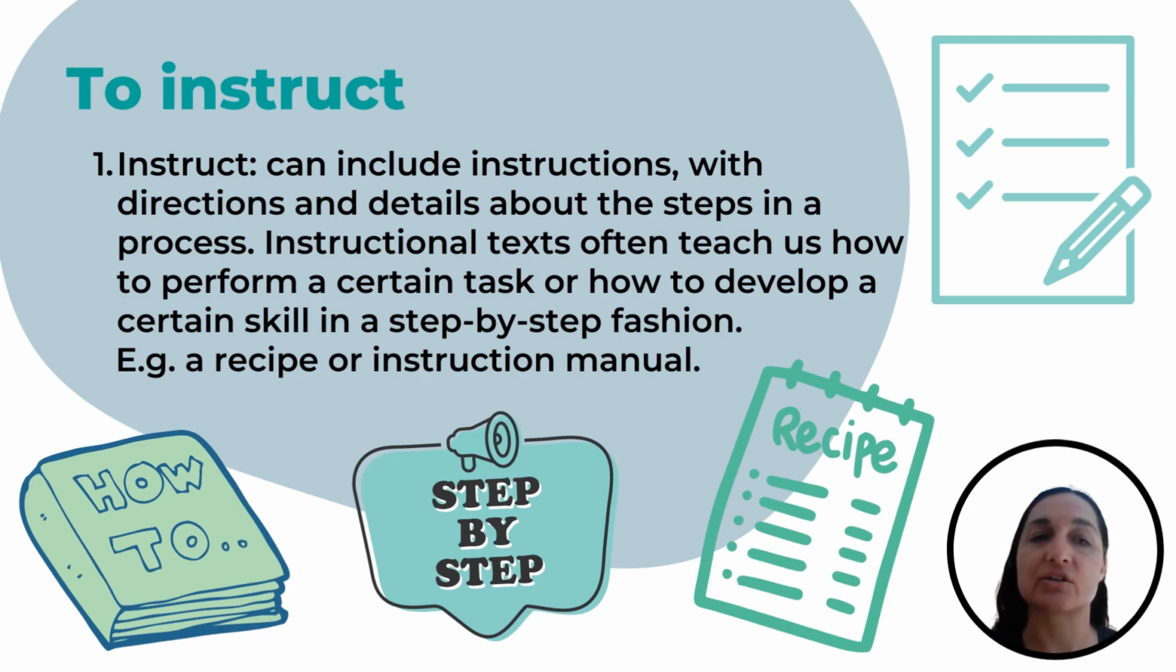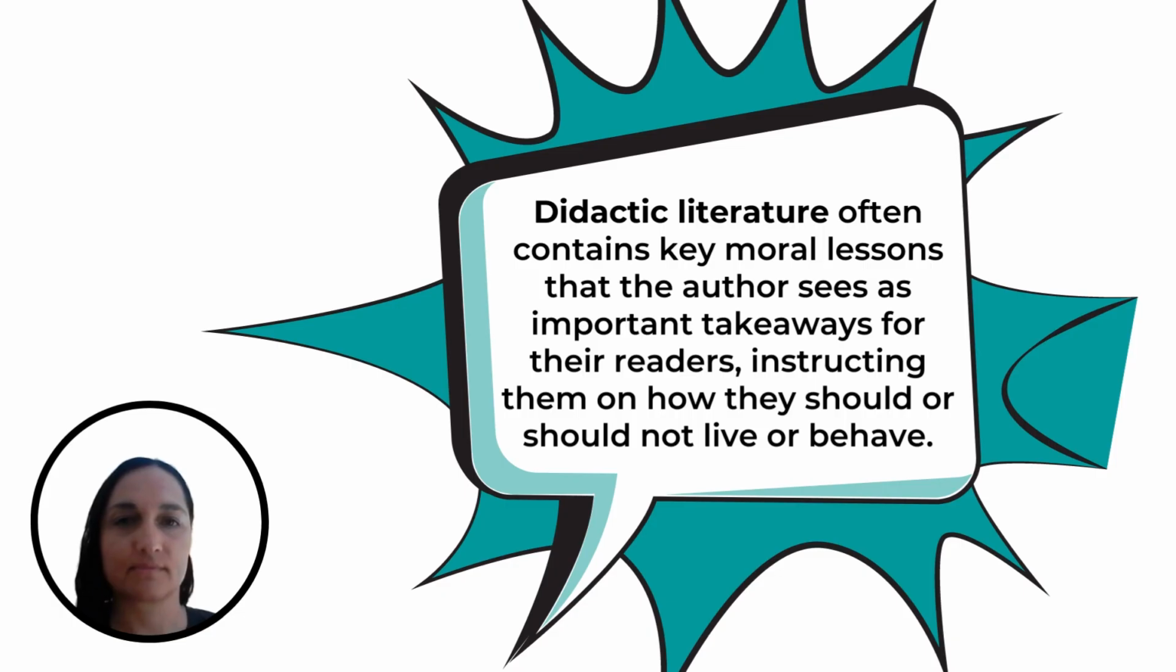Literary works are not often exclusively instructional, although they can have instructional elements. More complex forms of instructional writing include didactic texts, which are written for the purposes of teaching the audience a lesson. Didactic literature often contains key moral lessons that the author sees as important takeaways for their readers, instructing them on how they should or should not live or behave. Examples of didactic literature include fables written for children, which contain clear moral messages designed to help them make safe and sound choices as they encounter difficult situations.